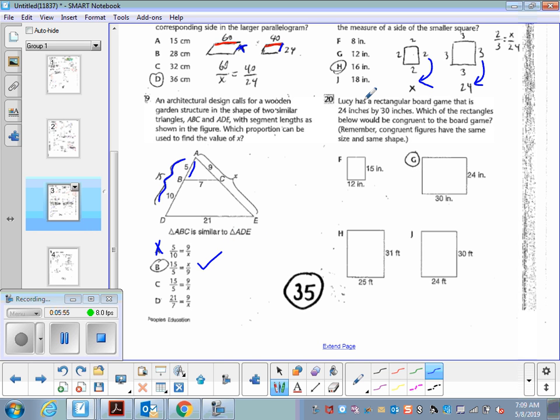Now for the last one, this one's very easy. Lucy has a rectangular board game that is 24 inches by 30 inches. Which one of these would be congruent, which basically means it's the exact same size and shape? Now at 24 by 30, we have two answer choices, 24 by 30 and 24 by 30. But J is in feet and G is in inches. So this is our answer.